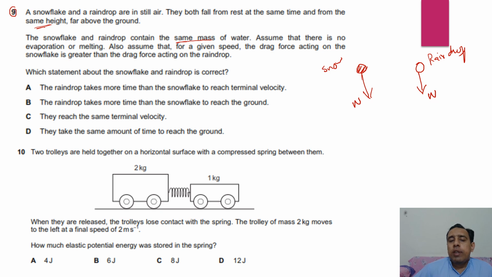Assume that there is no evaporation, which means there is no variation in the mass. Also assume that for a given speed, there is a drag force FD acting on the snowflake, and there is also a drag force FD on the raindrop. The drag force acting on the snowflake is greater than the drag force on the raindrop, so the drag force on the raindrop is smaller.